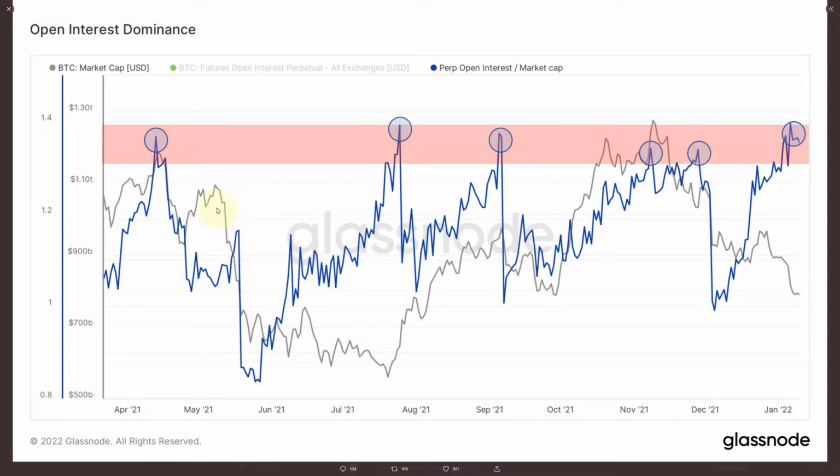So let's identify some key points. Back here in April, sometime in late April, mid-April, you have the market cap peaking in this salmon color zone here, along with the perpetual open interest dominance. When they rise and peak together, they have a tendency to fall together. So when the open interest dominance peaks up here, and the market cap's also up here, price tends to fall down, and that's exactly what it did.